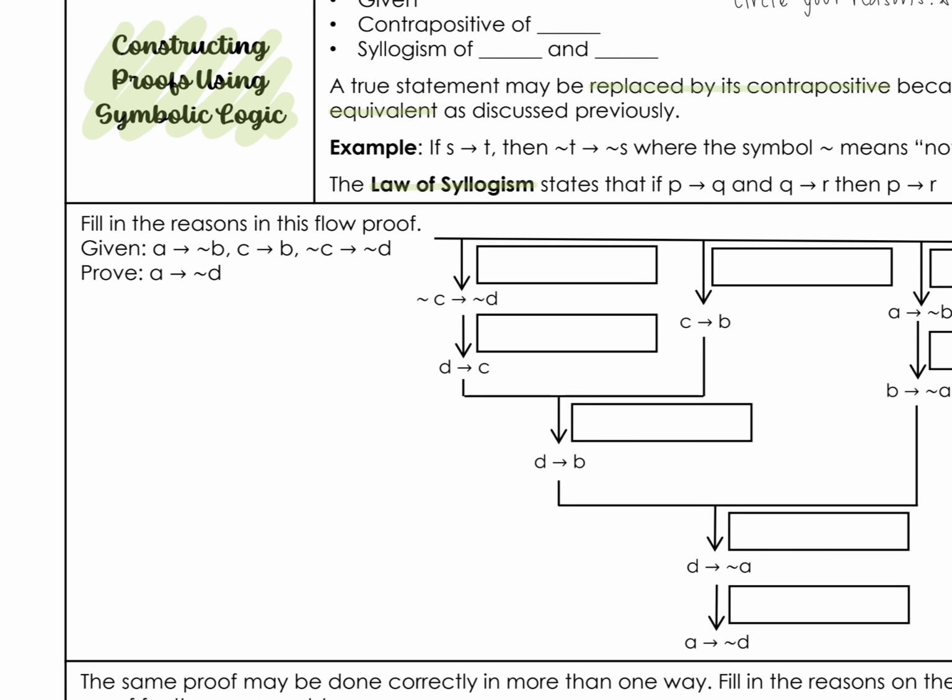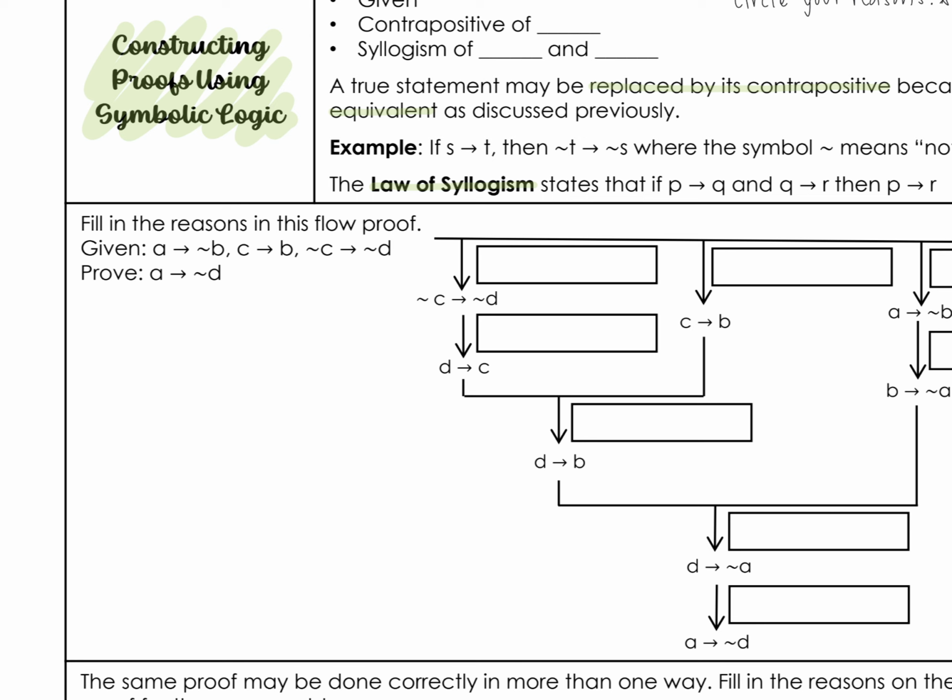So over here we have the givens: if A, then not B. If C, then B. And in that last one, if not C, then not D. We are trying to prove that if A, then not D. So given those three statements, we want to prove if A, then not D.